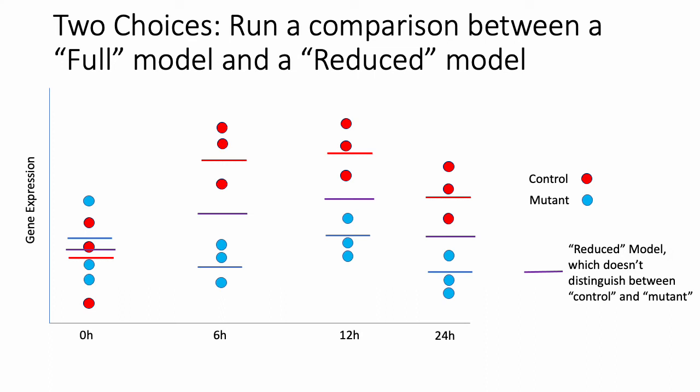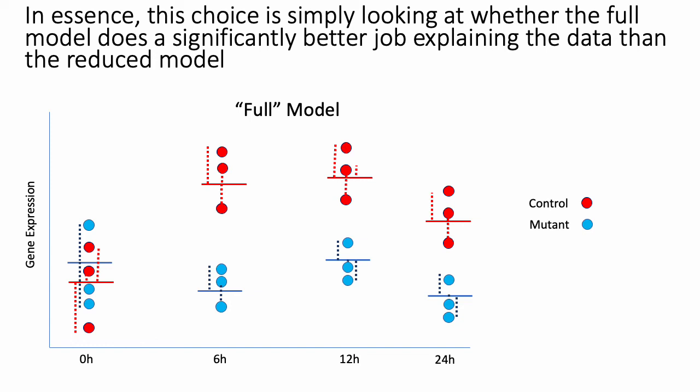For example, in the red and blue lines, we see model estimates, which are informed by both the time and by the genotype of the sample, whereas the purple lines indicate a model which is only informed by the time of the sample. Genes that are better explained by the full model would be our significant calls. In essence, all we're doing here is assessing how well each model does at explaining the data.